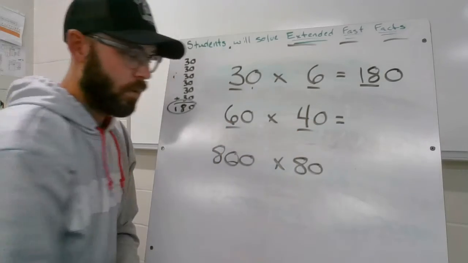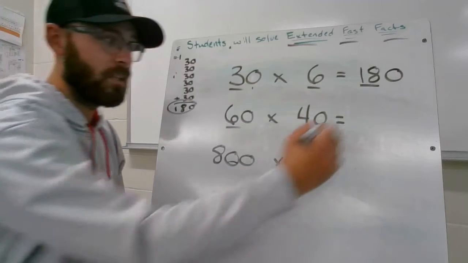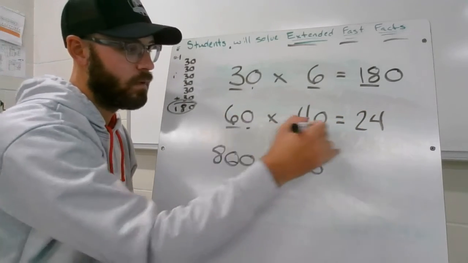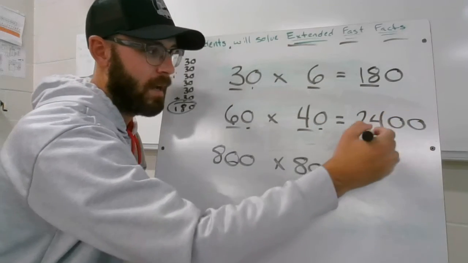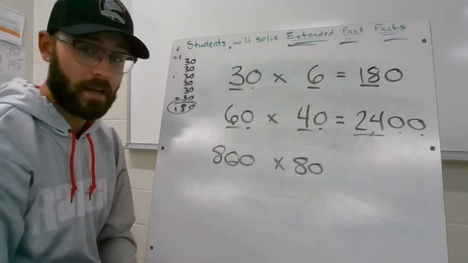6 times 4, well, if 3 groups of 6 was 18, so 4 groups of 6 would be 24. That's my fast fact. 6 times 4 is 24. Count my zeros. 1, 2. There should be 2 in my answer. Here's my fast fact. Here's my 2 zeros. 2,400 is 60 times 40.